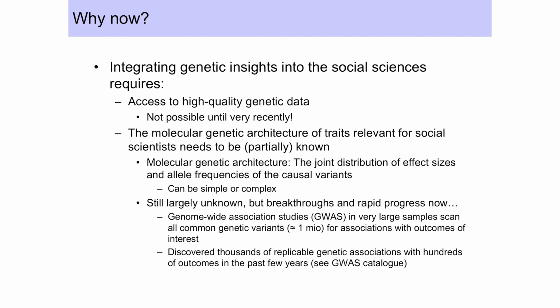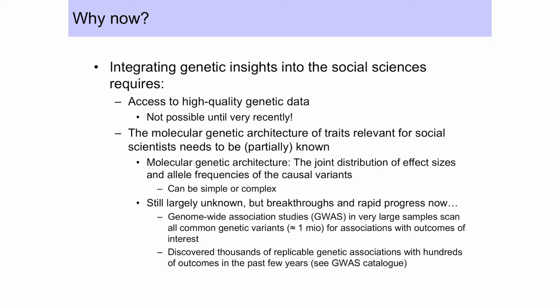The second thing is you need to have some sort of at least preliminary understanding of what I call the molecular genetic architecture of traits that are relevant for social scientists. So with that, I mean basically the joint distribution of the effect sizes and allele frequencies of the causal genetic variants. So this can be either simple or complex. For most behavioral traits, it's extremely complex. And so this part is still largely unknown for most of the traits that we're interested in as social scientists, but there is enormous progress being made at the moment.